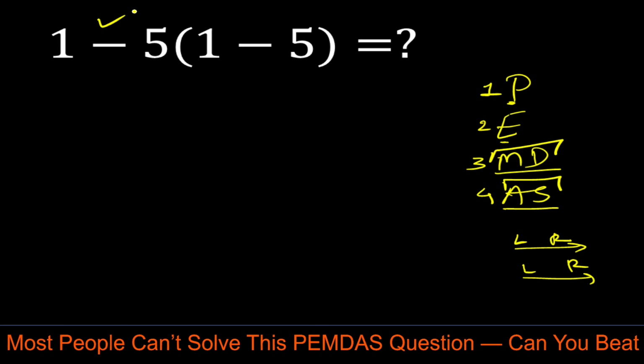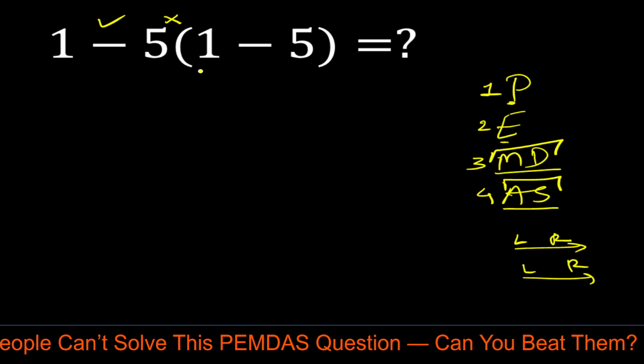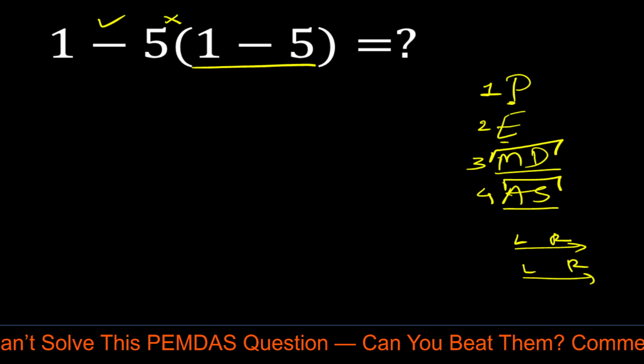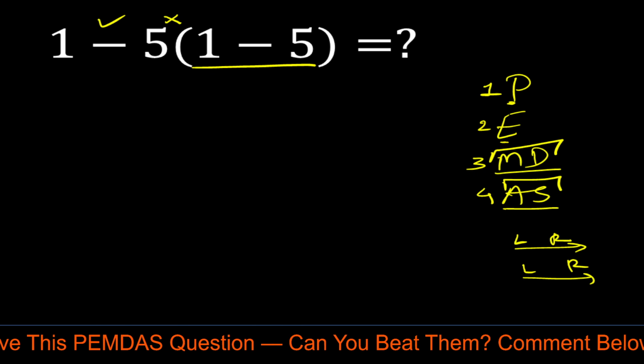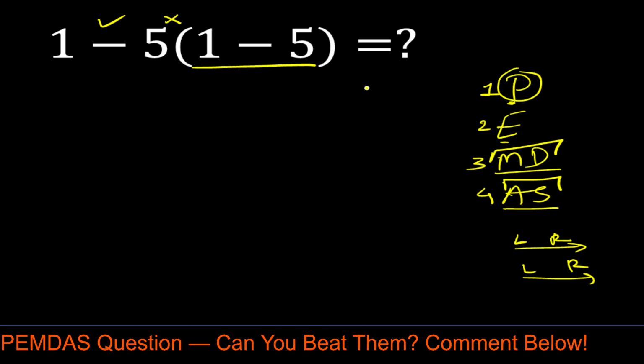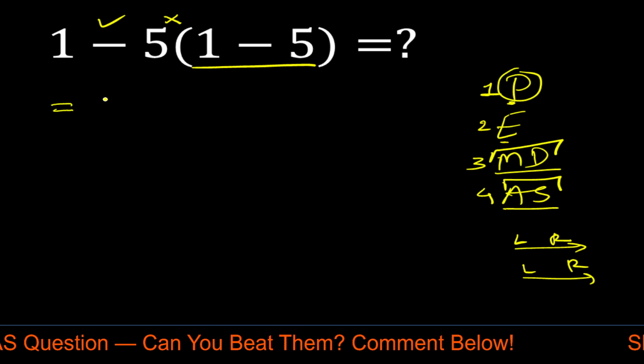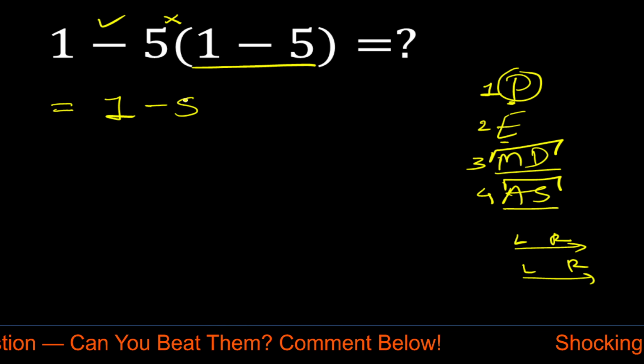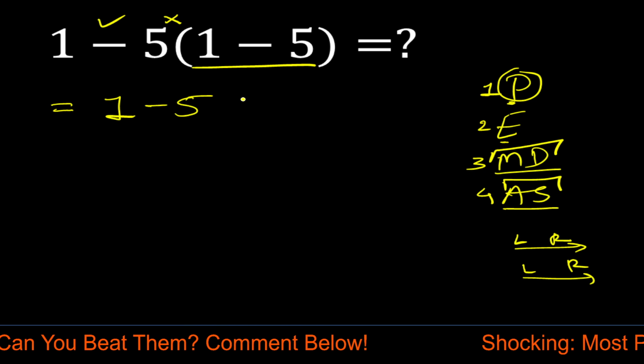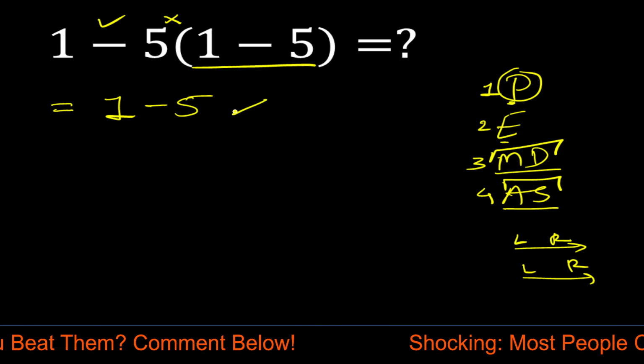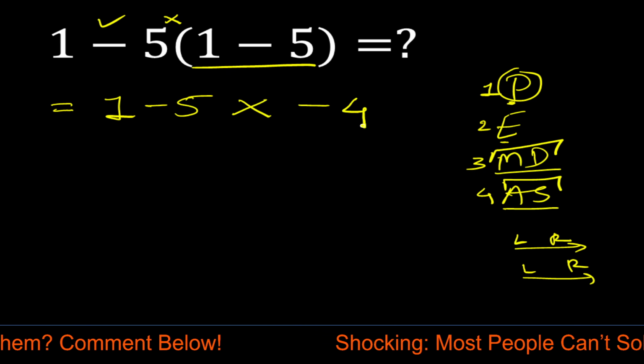So in this question, here we have subtraction, here multiplication, and here we have parentheses, right? So according to the PEMDAS rule, first we have to solve the parentheses. So now 1 minus 5. Now solve this parentheses. 1 minus 5 is equal to minus 4. So times minus 4, right?